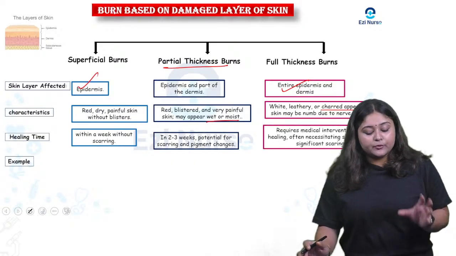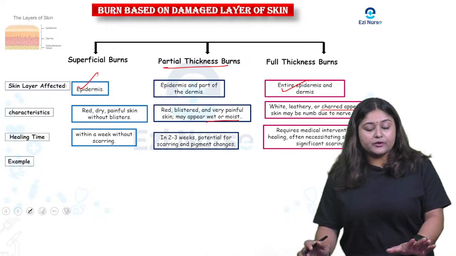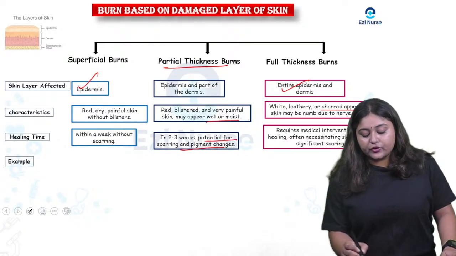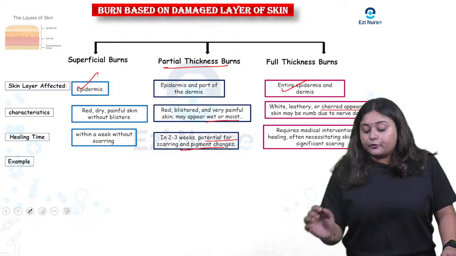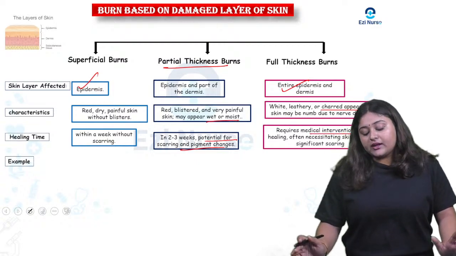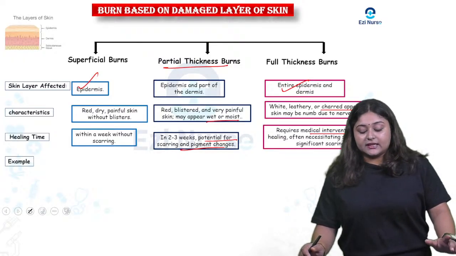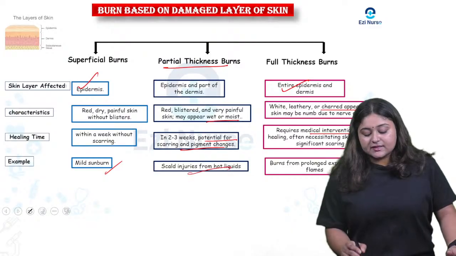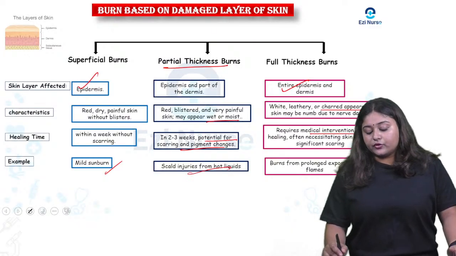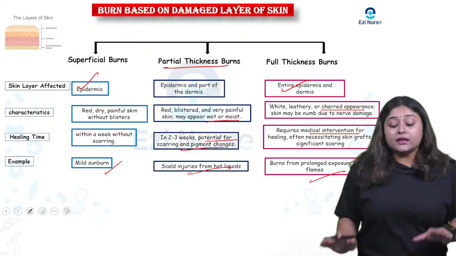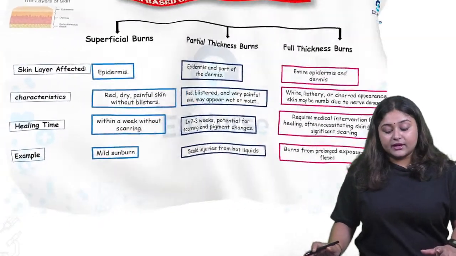For the healing time, within a week and without scarring for the superficial burn. For the partial thickness burn, in 2 to 3 weeks, with potential for scarring and pigment changes, and full thickness burn requires medical intervention for healing, often necessitating skin grafts and significant scarring. Examples: mild sunburn for superficial, scald injury from hot liquids for partial thickness, and full thickness burns from prolonged exposure to flame. So these are all the overview based on the damaged layer of the skin.